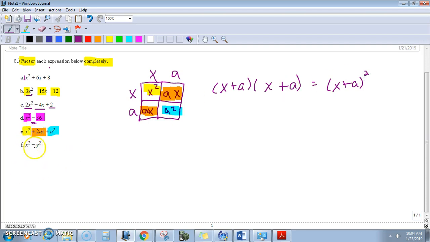All right. X squared minus y squared, it's the difference of squares. The square root of x squared is x times x. The square root of y squared is y times y. So it is just x plus y times x minus y.